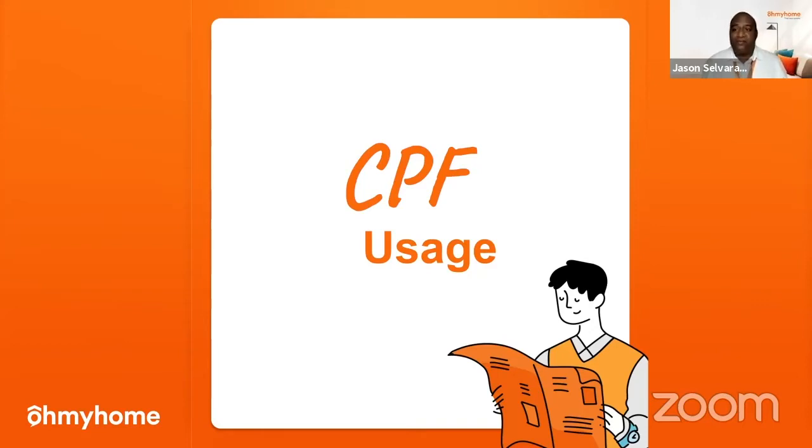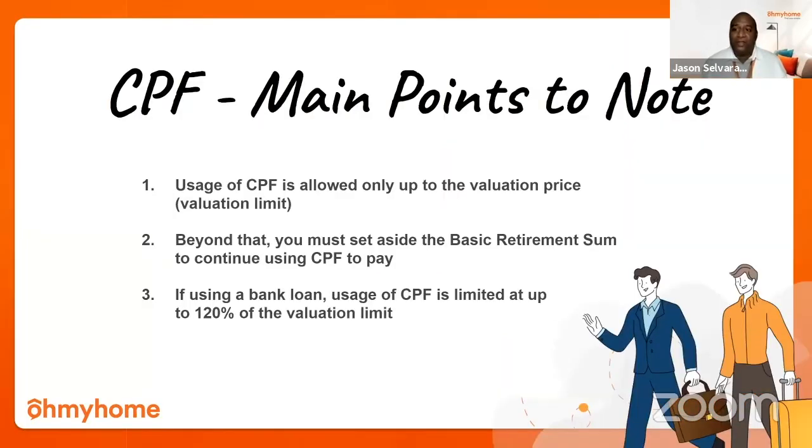But in the usage of your CPF, there are three main things to note. And here are the three main points. CPF only allows you to use your ordinary account to pay for your flat up to the valuation price, which is also known as the valuation limit. And once this limit is reached, you are no longer allowed to use your CPF to pay for your monthly installments, and you have to start using cash.